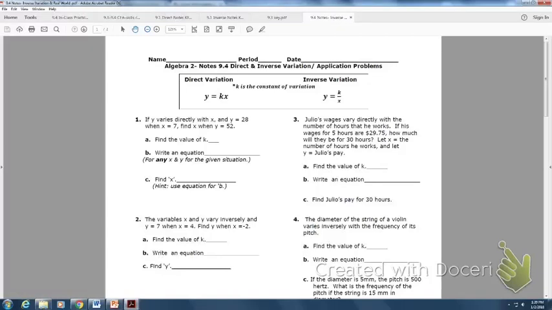Okay, so once again, I am not here today. Today we're going to look at direct and inverse variation along with some application problems within the rational unit.